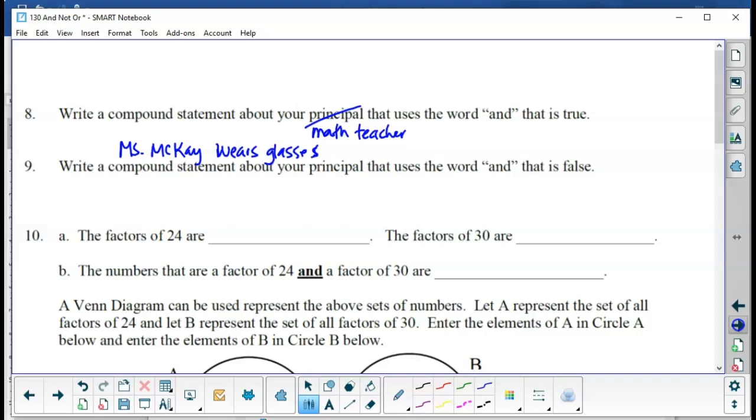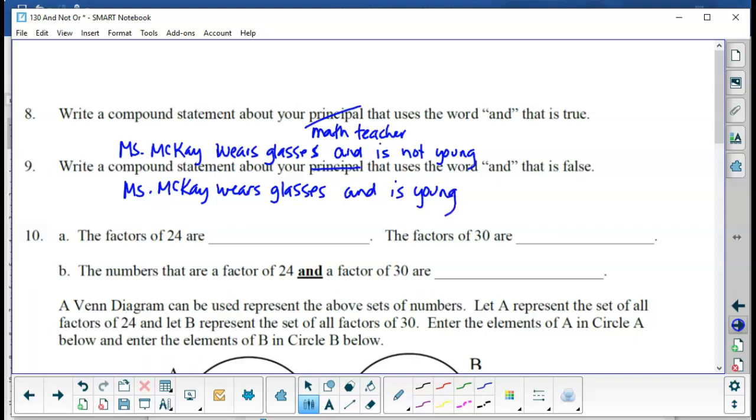Okay, Ms. McKay wears glasses, and that is true, and is not young. Write a compound statement about your teacher that uses the word and, that is false. So that means both could be false or one of them. Okay. So I could keep the first one, because that's true, but this one is not true. So that whole statement would be false.